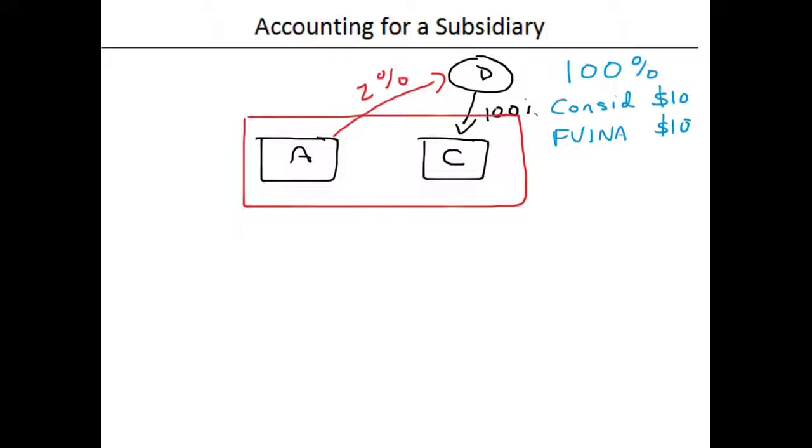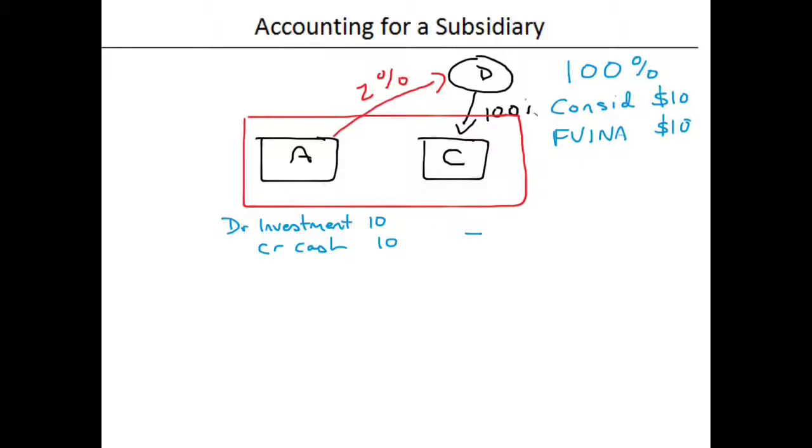From this point in time, we're going to have a look again at the transactions that we actually see occur. So in A's books, what we see happen is debit investment 10, credit cash 10, and in C's books nothing occurs.